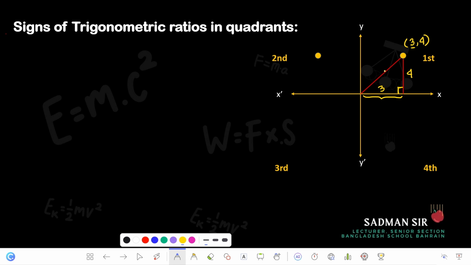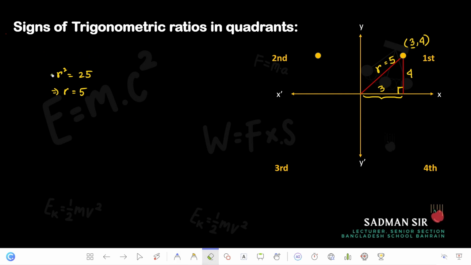So according to the Pythagoras theorem, let us consider this distance to be r. The opposite side of 90 degrees is the hypotenuse. So hypotenuse square will be equal to the summation of the other two sides square. From here we get the value of r as 5. So this is equal to 5, right?